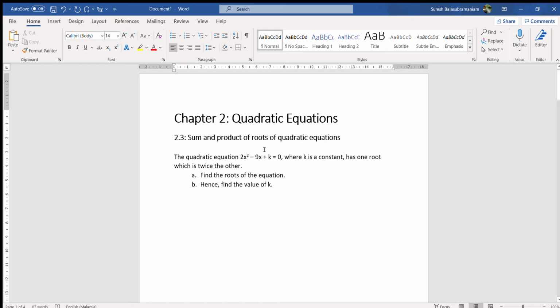Okay, the first question is: the quadratic equation 2x squared minus 9x plus k equals 0, where k is a constant, has one root which is twice the other. A. Find the roots of the equation. So we have a quadratic equation, and given that one root is twice the other. Let us transfer this to a mathematical expression.